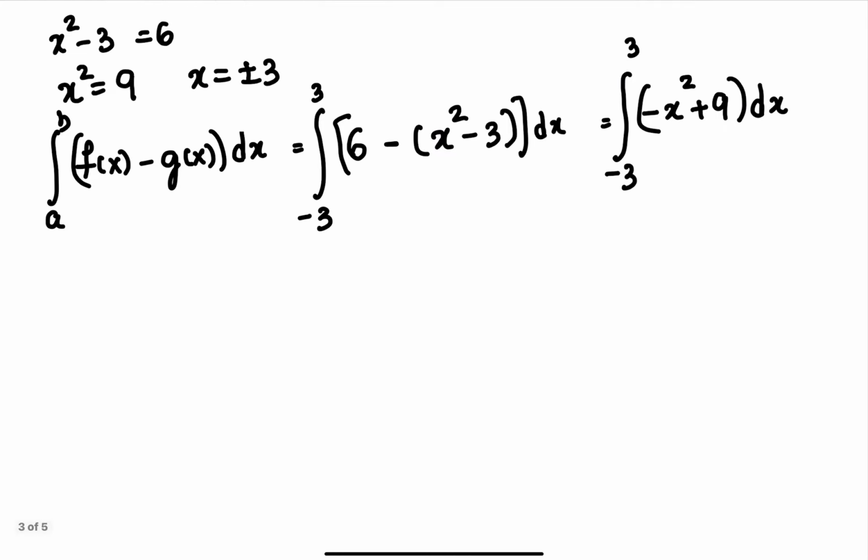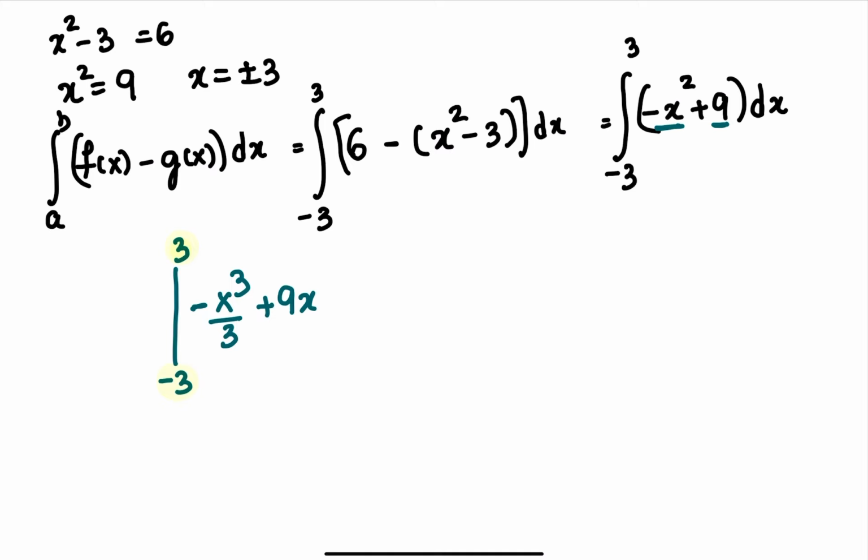I'm going to use a different color so you can see. The color is not that visible, so I'm going to go ahead and use this one. So this is -3 to +3. The integral of negative x squared is negative x cubed over 3. The integral of 9 is 9x. And now, once I have this, I'm going to plug in my interval +3 and subtract from -3.